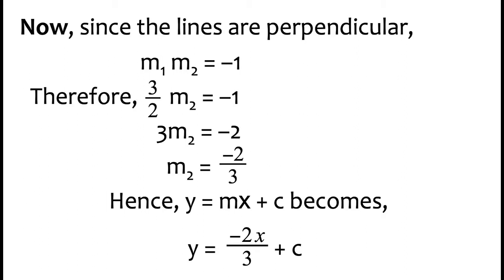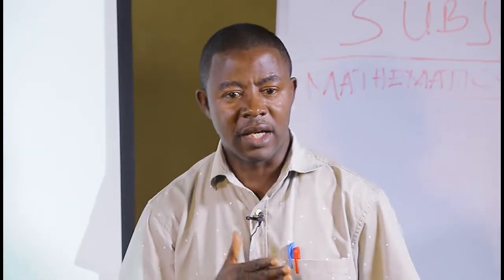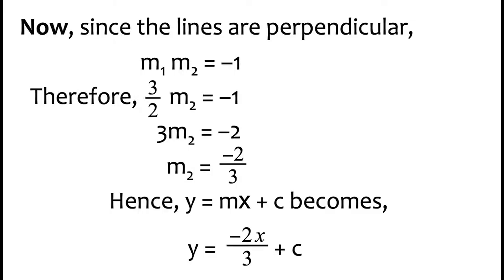Next, you divide through by the coefficient of m2, which is 3. So our m2, being the subject of the formula, becomes minus 2 over 3. Hence, we have gotten the gradient of the line we are going to form. Now remember, y equals mx plus c will now become y equals minus 2 over 3 x plus c, because our gradient is minus 2 over 3.